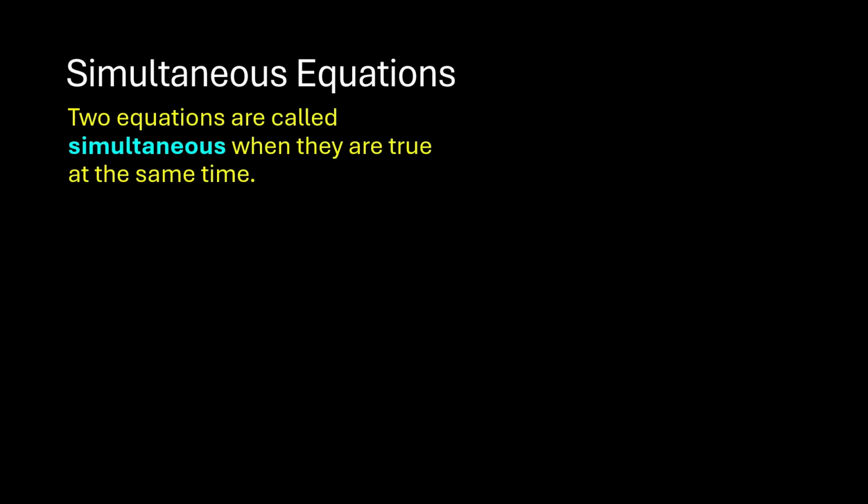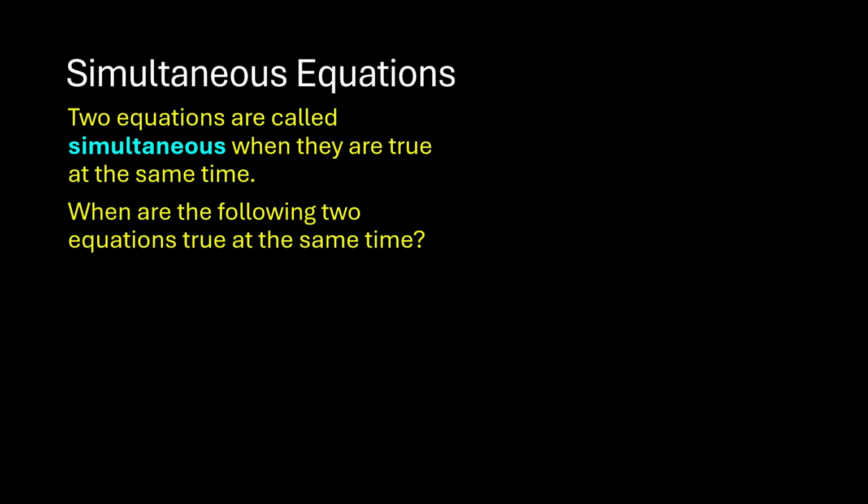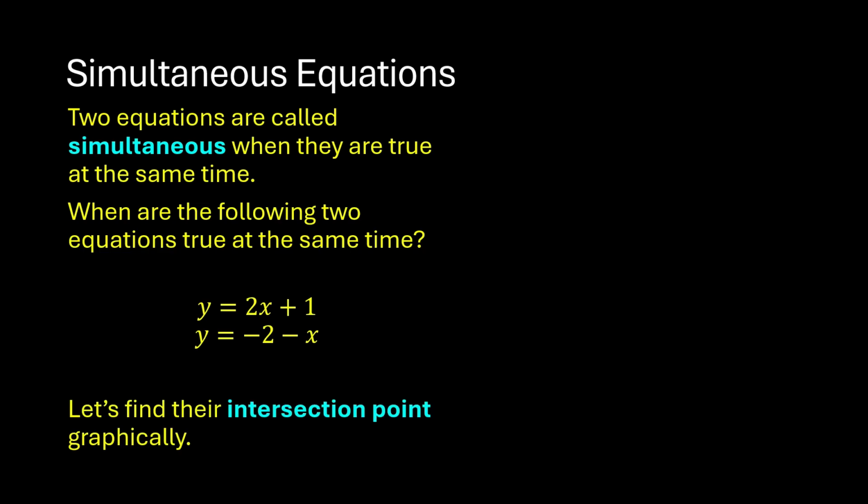Now let's take a look at another example. When are the following two equations true at the same time? Y equals 2x plus 1 and y equals minus 2 minus x. Let's find their intersection point graphically.